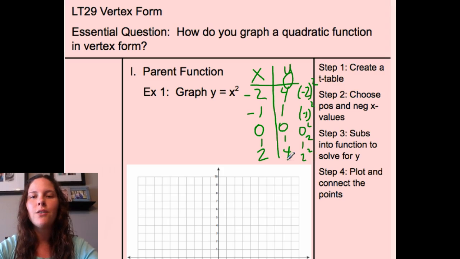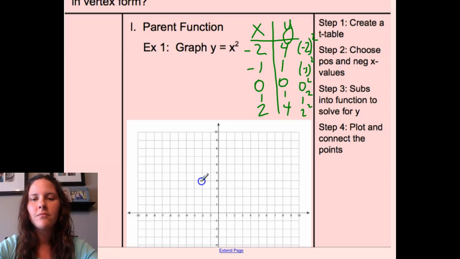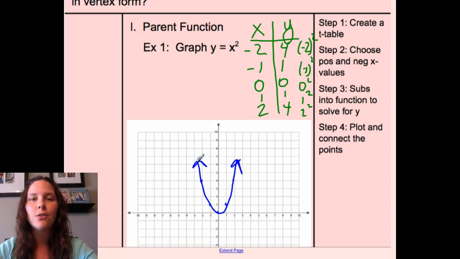So we're going to plot those ordered pairs on our graph. -2, 4. -1, 1. 0, 0. 1, 1. And 2, 4. And then we'll create a smooth curve. It does not have a sharp turn. It, like I said, looks like a U or an N, so it curves at the bottom or the top.